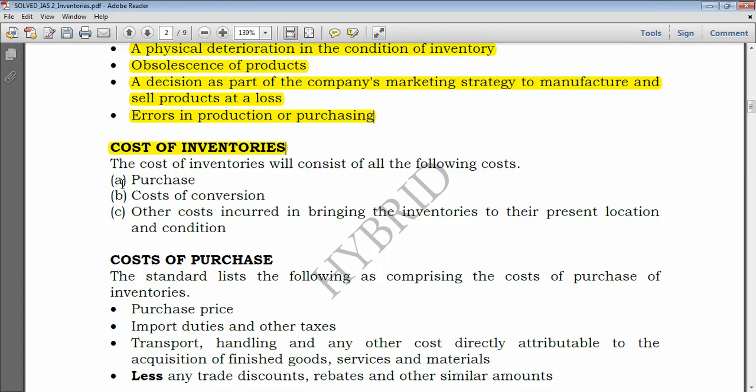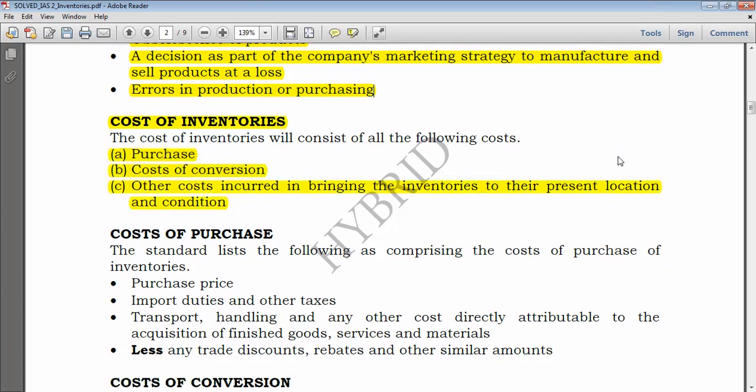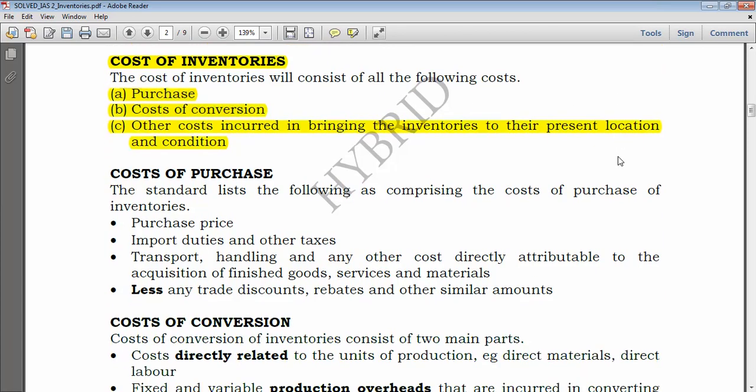Okay, right. So you are given purchase here. They say purchase, cost of conversion, and other costs incurred in bringing the inventory to their present location and condition. Right. So in turn, we start with one item after another. But the good thing is that I have spoken to you already. We have discussed in a normal way, not in the way the standard was put.